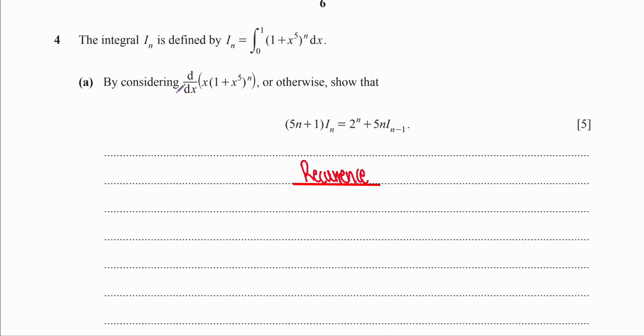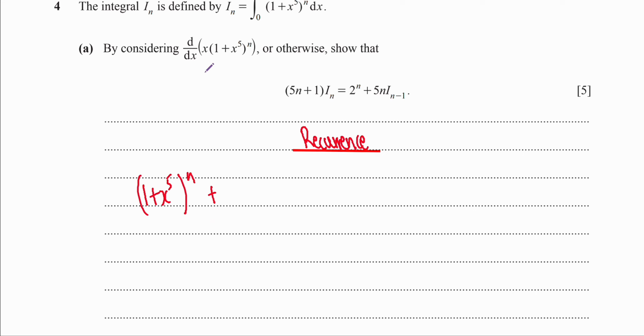So how do we do it? It gives us a clue, right? By considering the derivative of this thing right here. So let's just do that. The derivative of this using the product rule is going to be, well, the derivative of x is just 1, so I'm just going to have a 1 there. So I'm going to have 1 plus x to the power 5 to the power n plus, and I'm going to have the x outside by itself, and then the derivative of 1 plus x to the power 5 to the power n is going to be n times 5x to the 4 times 1 plus x to the power 5 to the power n minus 1. This is just using the chain rule, right?